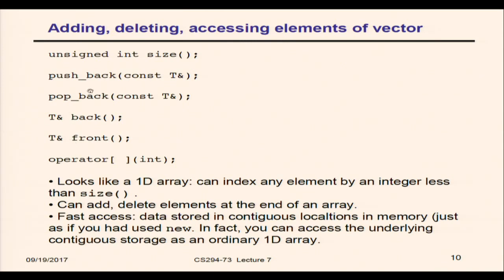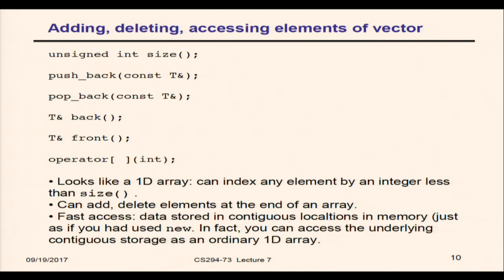Back and front tell you how to get access to the first or last elements of the vector. And in fact, in vectors, we can index by integers. They really are contiguous. They really have a syntax that at least looks like a contiguous array. This really looks like a 1D array. You can index any element by an integer less than size. You can add and delete elements at the end of an array. That's what these two functions do. And you really are getting fast access.